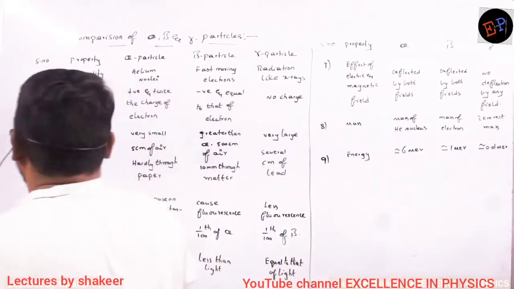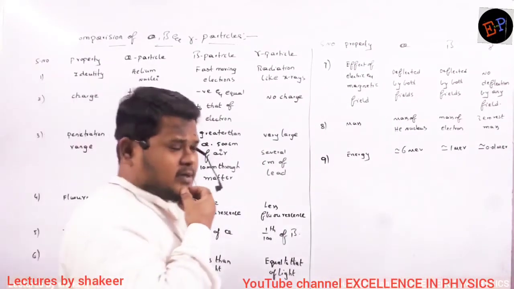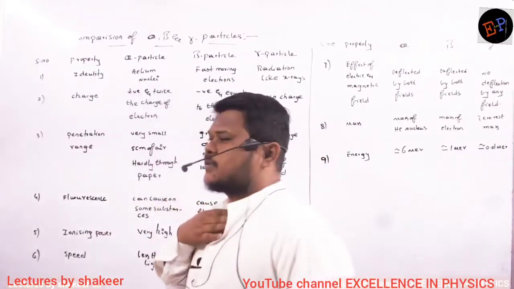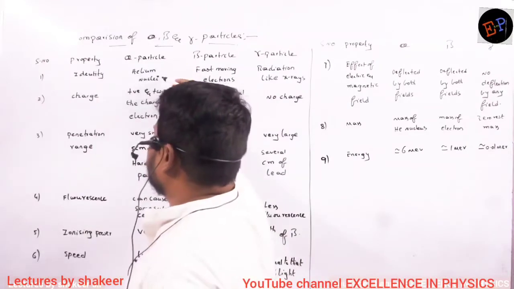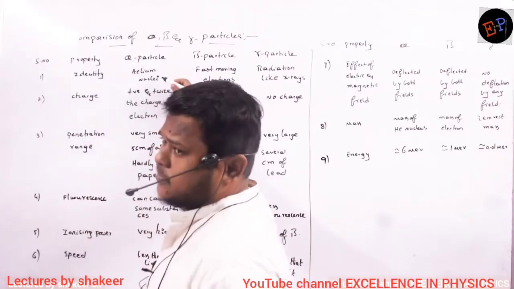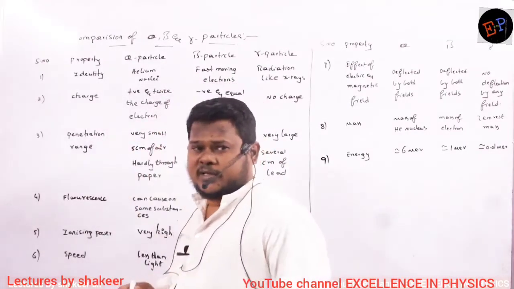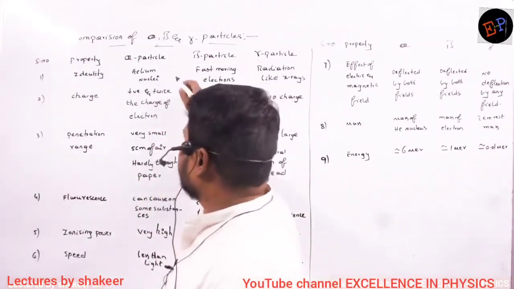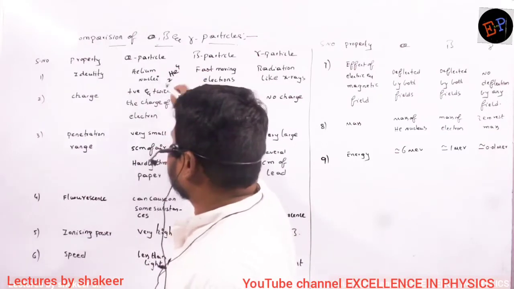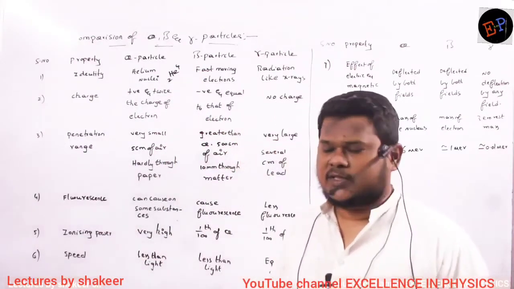So first property, identity. What is meant by identity? What these particles are made up of, that is called identity. Alpha particles, already we studied, are helium nuclei. When you remove 2 electrons from the helium atom, you have only the nucleus. That nucleus itself is called an alpha particle. So it is helium 2 and 4: atomic number is 2, mass number is 4. That is an alpha particle.